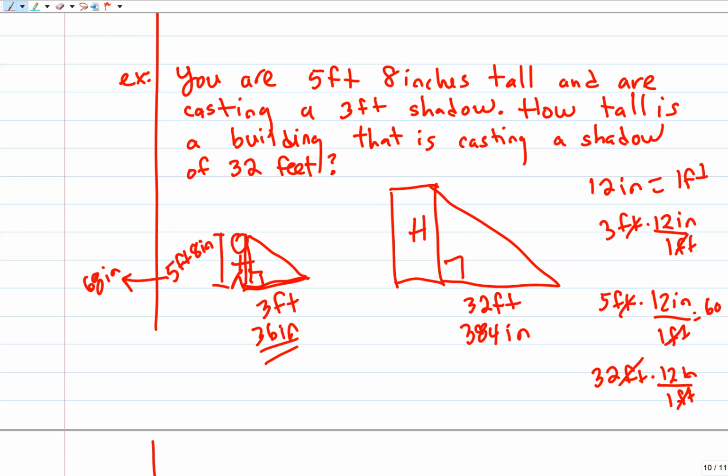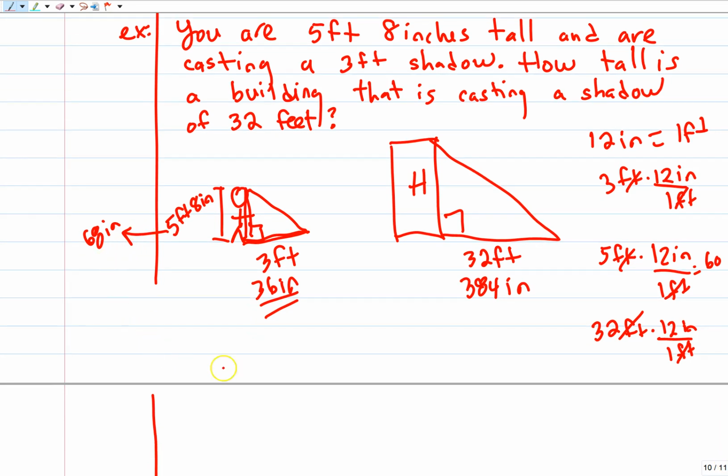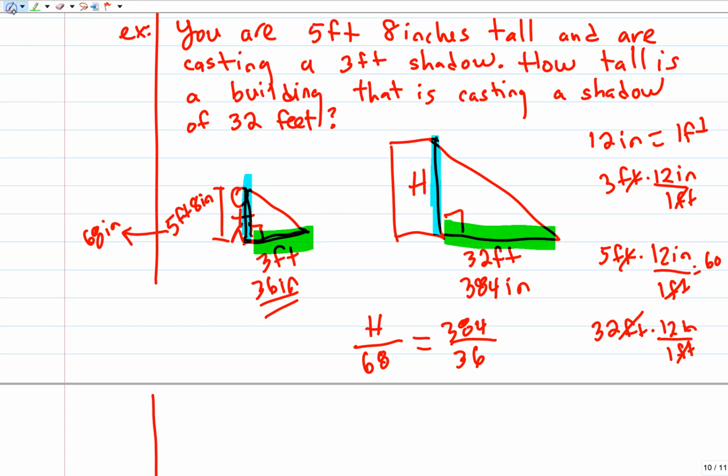So now I can set up the ratios. The height of the building over your height is equal to the length of the shadow over your shadow. And I can now solve for the height of the building. I set up a ratio of similar sides. This height to this height over this shadow to this shadow. And I could set up the ratio either way. I just like this better because the height's on the top.